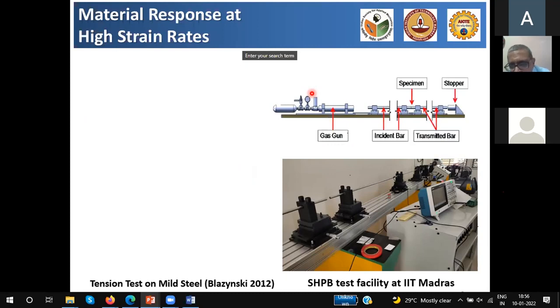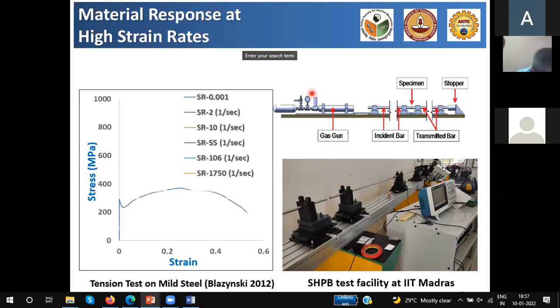a bar at a very high velocity, which will hit an incident bar. The incident bar will later hit a specimen, and then there will be some pulse that is transmitted through the transmitted bar. By capturing signals both from the incident bar as well as the transmitted bar, it should be possible for you to get these full stress strain curves at different strain rates. Some of those things are shown in the graph next.